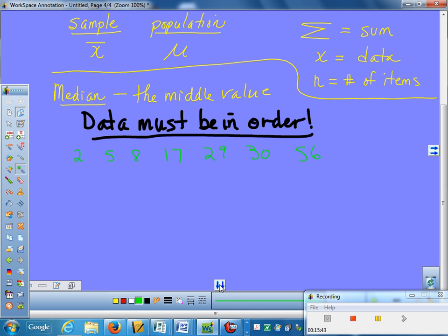Okay. Well, if I give you a short little data set like this, 7 numbers, how do you figure out where the middle is? Well, let's find the mathematical way to do it. There are 7 numbers. What do you get if you divide by 2? 3.5. But we know it's an odd amount. You're going to round up. It's going to be on the 4th number.